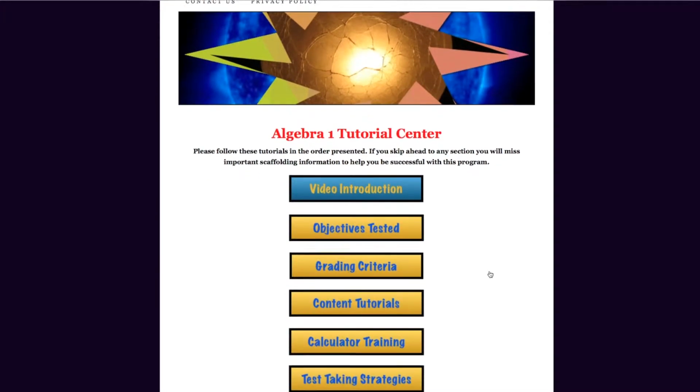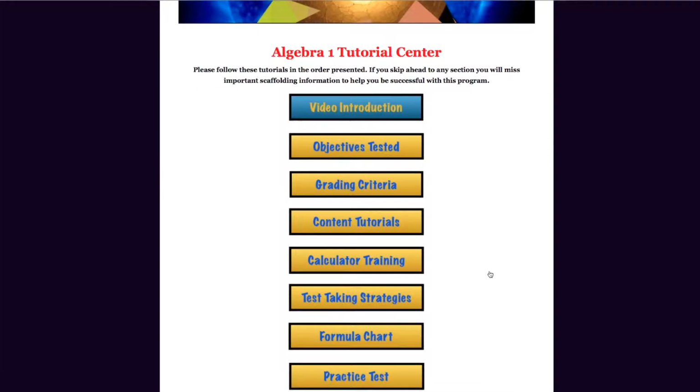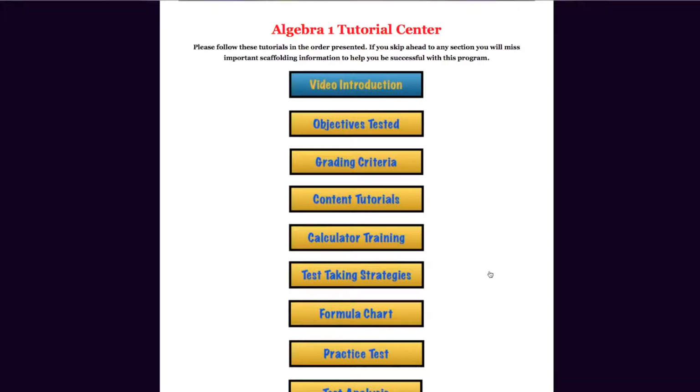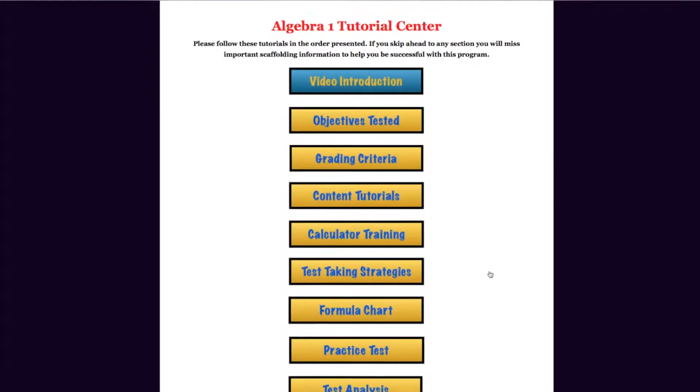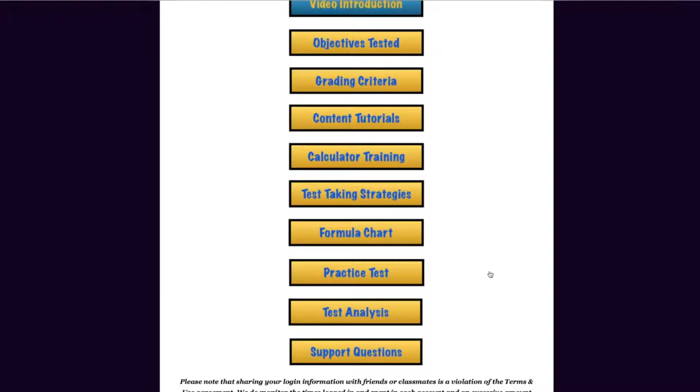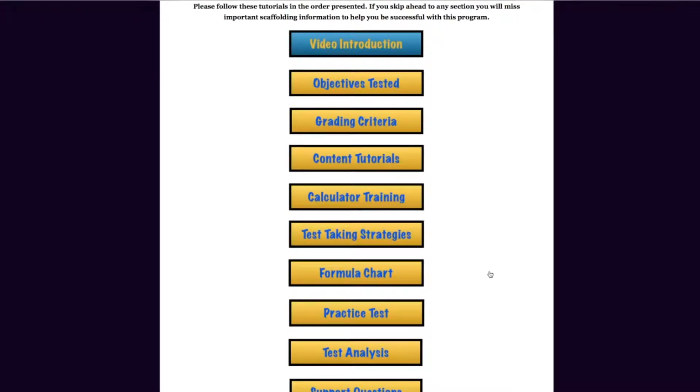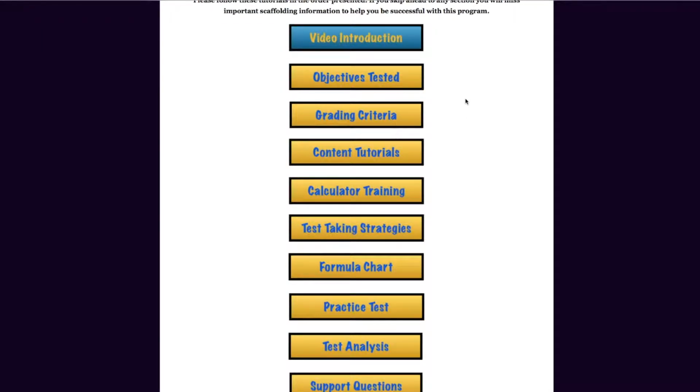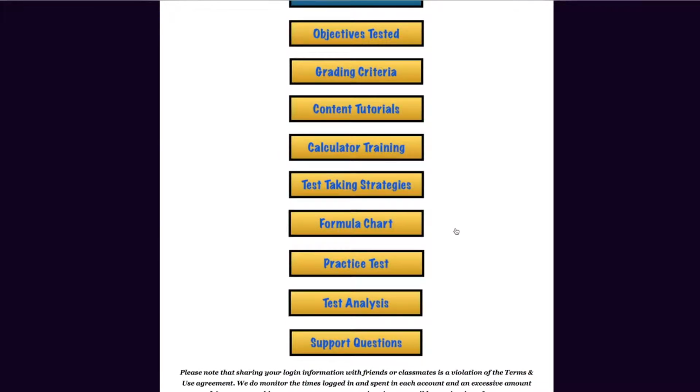As you can see, this is the Algebra 1 Center. This is the landing page that you will come to after you get your logon information when you purchase our tutorial program. We cover quite a bit of information on this landing page. As you can see, we have the objectives tested, grading criteria, content tutorials. We have a calculator training, test taking strategies, and then we provide you the formula chart. There's a practice test with a key and the test analysis.